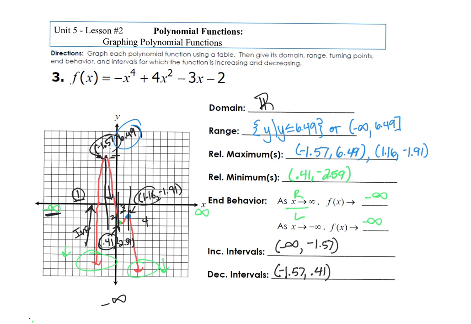And then in my section 3 here, we're going up for a little bit. Between which x values are we going up or increasing? It will be 0.41 to 1.16.